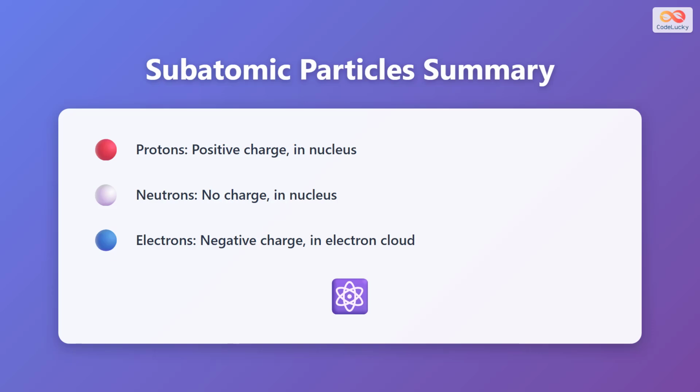Let's summarize what we have learned today. Protons carry a positive charge and are located in the nucleus. Neutrons have no charge and are also found in the nucleus alongside protons. Electrons carry a negative charge and move in the electron cloud surrounding the nucleus. Together, these three subatomic particles combine to form atoms, which are the building blocks of all matter. Understanding these particles is the foundation for learning chemistry and exploring the amazing world of atomic structure.